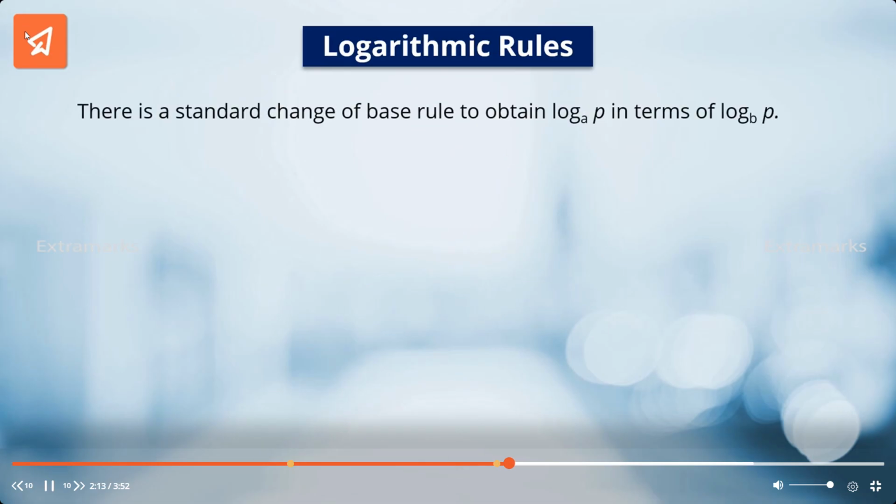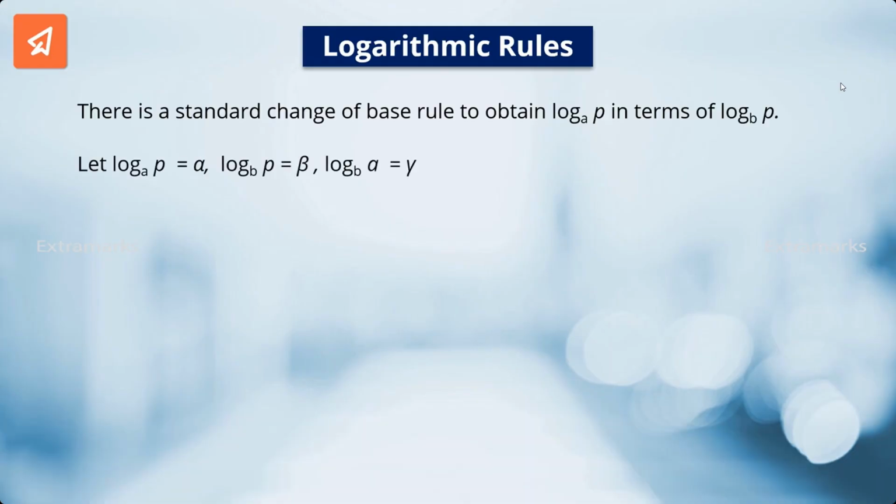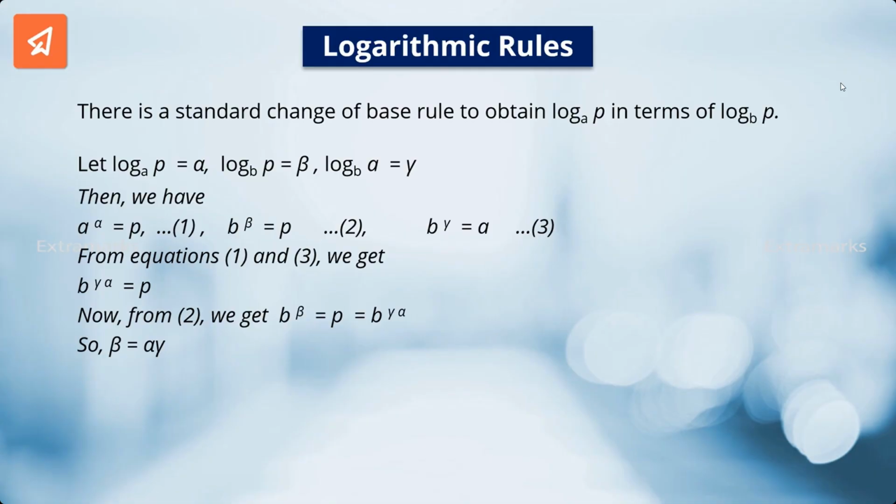Some logarithmic rules. There is a standard change of base rule to obtain log p base a in terms of log p base b. We consider the alpha, beta and gamma as given here. This gives us equations 1, 2 and 3. From equations 1 and 3, we get b raised to the power gamma alpha equals p. Now, from equation 2, we get b raised to the power beta equals b raised to the power gamma alpha. So, beta equals gamma alpha, which gives log of p base e equals log of p base b upon log of a base b.